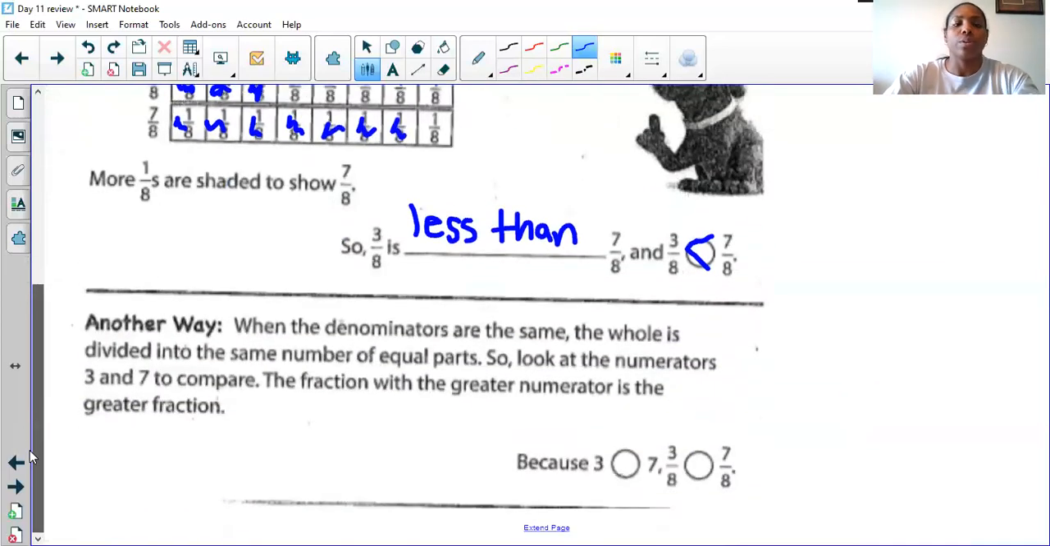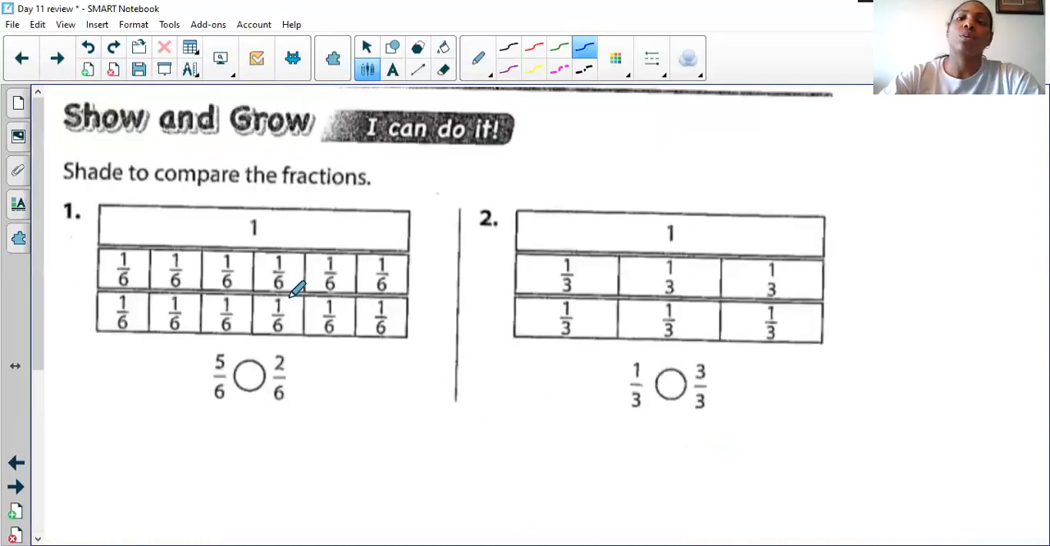And another way to show it is when the denominators are the same. This is what I was talking about earlier. When the denominators are the same, the whole is divided into the same number of equal parts. So look at the numerators, 3 and 7, to compare. The fraction with the greater numerator, or the greater number, is the greater fraction. So because 3 is less than 7, 3/8 is less than 7/8. So let's go to show and grow.